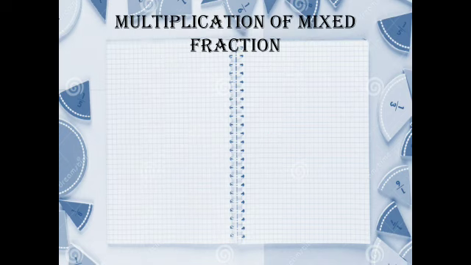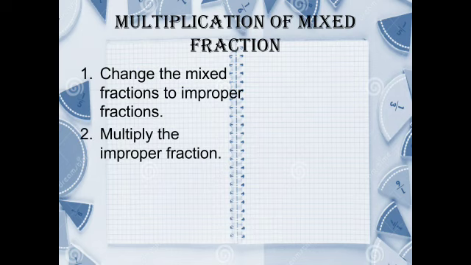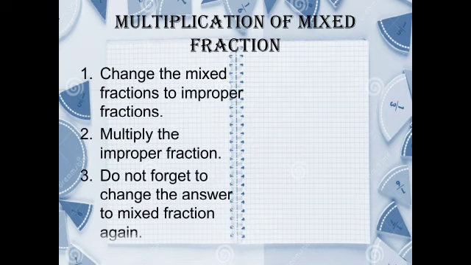Moving to the next part, multiplication of mixed fractions. There are certain steps to solve mixed fraction problems. The first one is change the mixed fraction to improper fraction. Multiply the improper fractions. Do not forget to change the answer to mixed fraction again. This is the rule that we should always follow to get the correct answer.